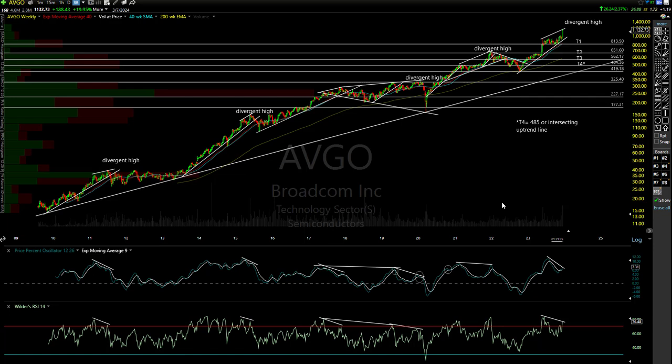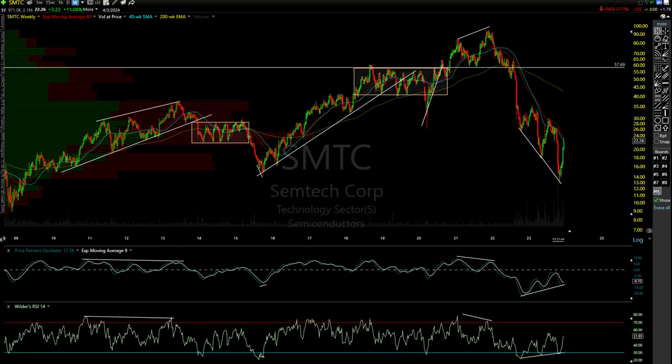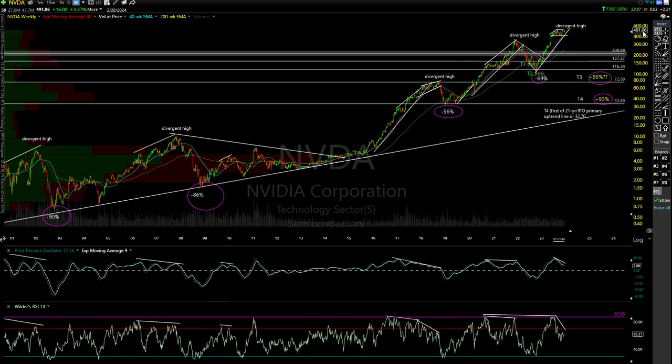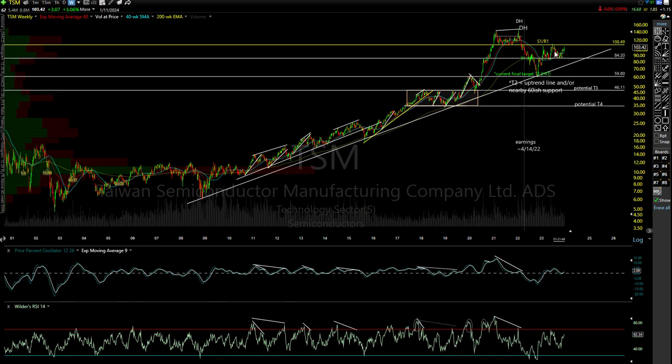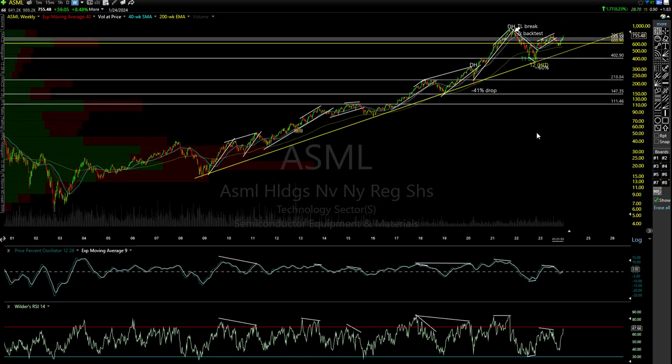There are some exceptions. I pointed out one that had a more constructive chart recently happened to be down at the bottom of the barrel, that SMTC. And it looks a lot different. But for the most part, you see NVIDIA, Taiwan Semi, they're all in those uptrends since late '08, early '09. Broadcom. Next one up, ASML.